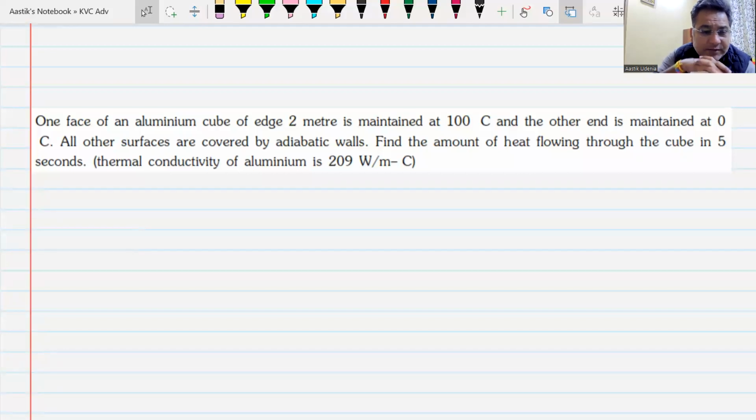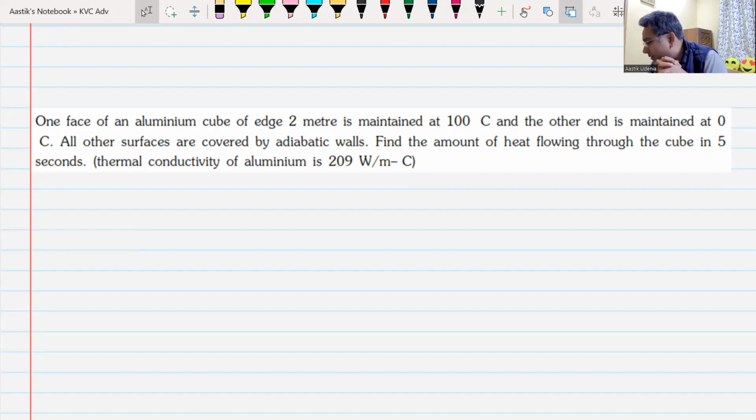One face of an aluminum cube of edge 2 meters is maintained at 100 degrees Celsius and the other face is maintained at 0 degrees Celsius. As I told you, boiling water and freezing water. All the other surfaces are covered by adiabatic walls. Why are they covering them by adiabatic walls? So that there is no heat transfer by radiation. Radiation is the third part of this chapter. So the only mode of heat transfer possible here is conduction. Do we understand this? Yes or no?